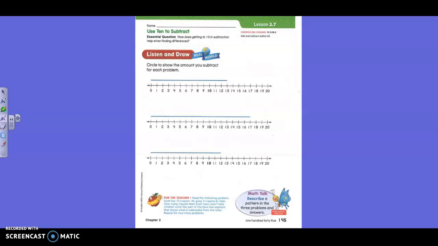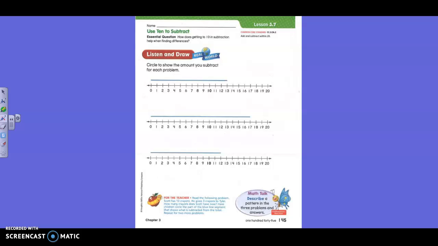Number lines are basically lines that start at 0 and then go to bigger numbers. And they have a little line for each number. So there could be a subtraction fact.